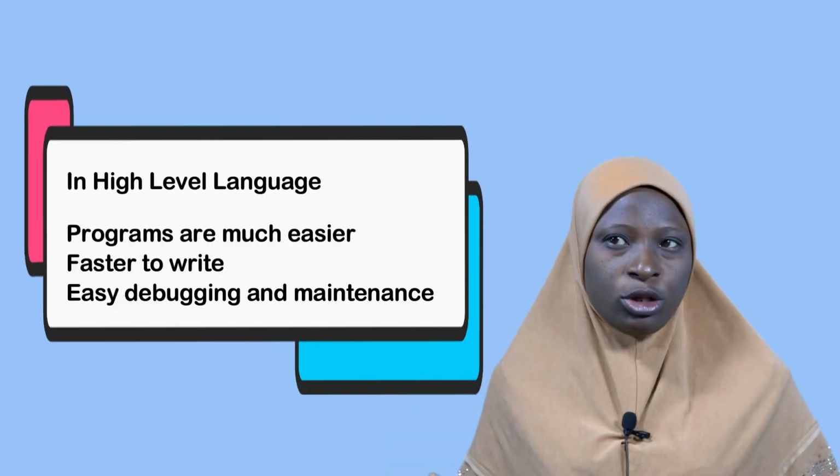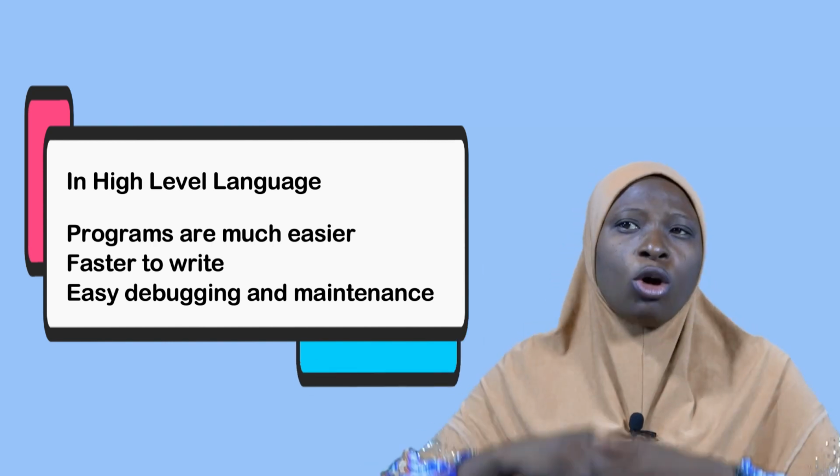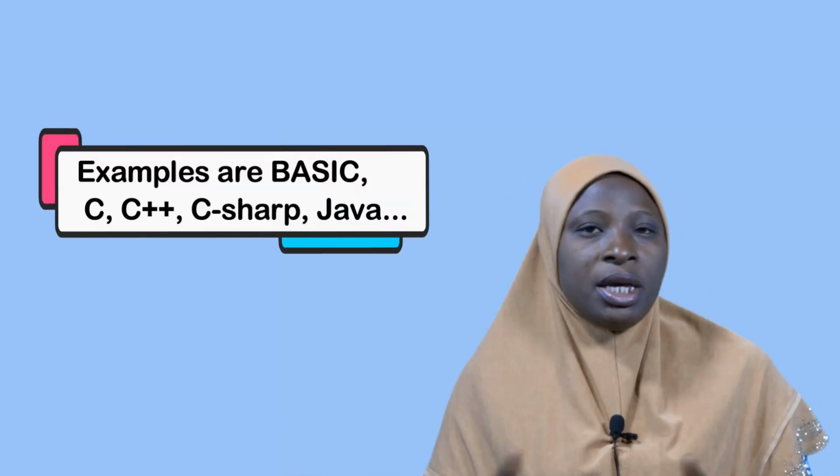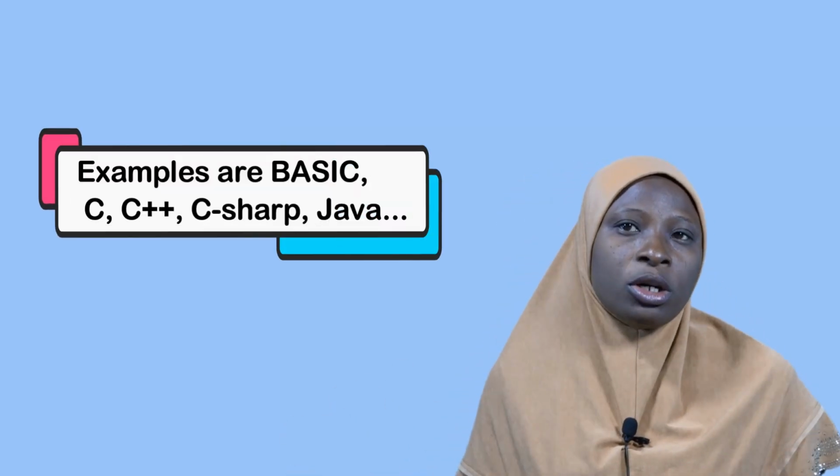In high-level language, programs are much easier and faster to write. Debugging and maintenance are also easier than in both machine and low-level language. Examples of high-level languages are BASIC, C, C++, C#, and so on.